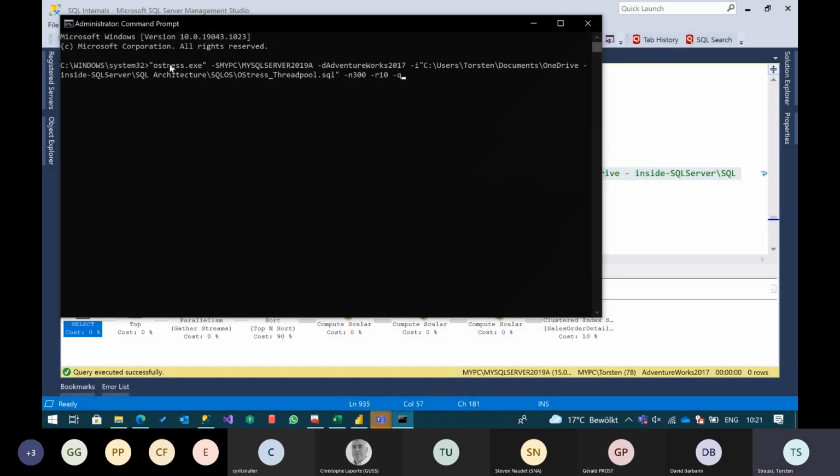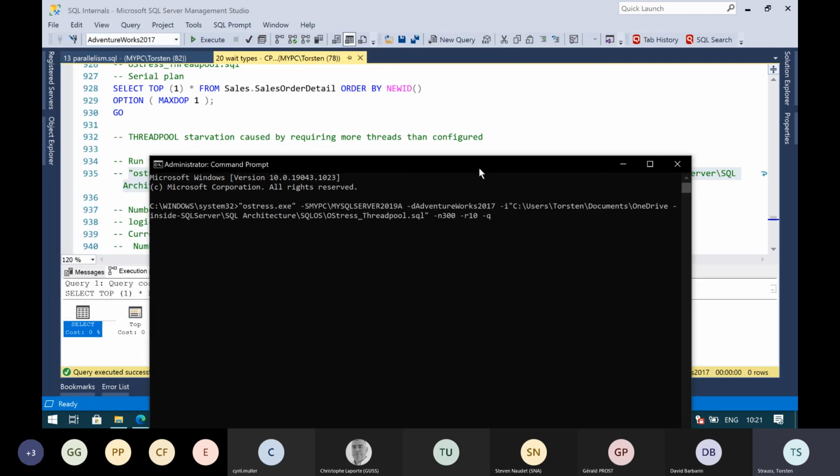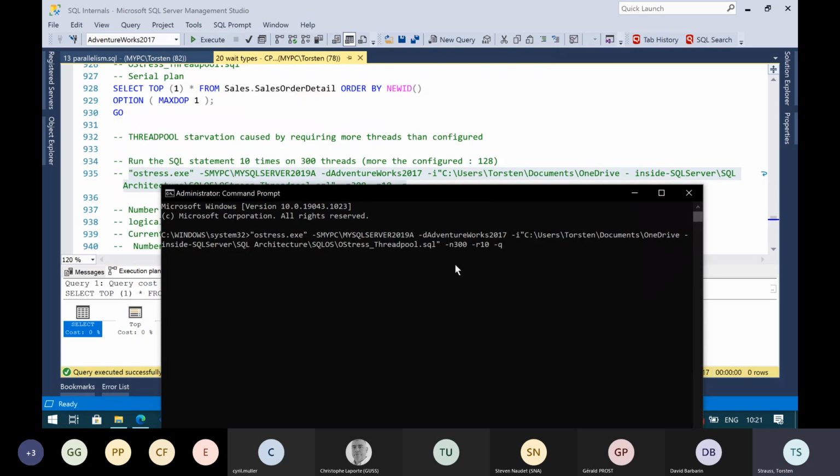So OStress is a tool which you can download for free. I connect to my SQL Server, to the database AdventureWorks 2017, and run this query 10 times on 300 threads in parallel. Okay? This is more than the configured 128 threads.